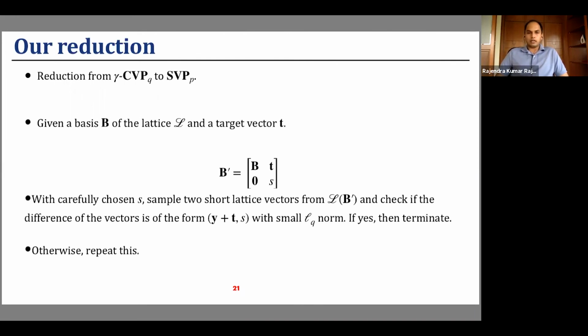There are two non-trivial parts in this reduction. One is how to sample short lattice vectors by using the SVP oracle. The other is how many times I have to repeat this reduction to get a vector which is of the form (y plus t, s) and also has a small ℓq norm. We'll talk about these two points in the next slides.